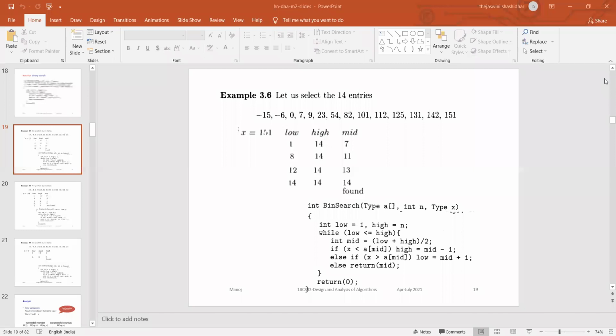Okay, good afternoon, everyone. This is the video lecture on design and analysis of algorithms. We are currently discussing module 2, divide and conquer strategy. Under that, we are discussing a topic called binary search using divide and conquer strategy. In that we have seen two types of algorithms: iterative binary search and recursive binary search.